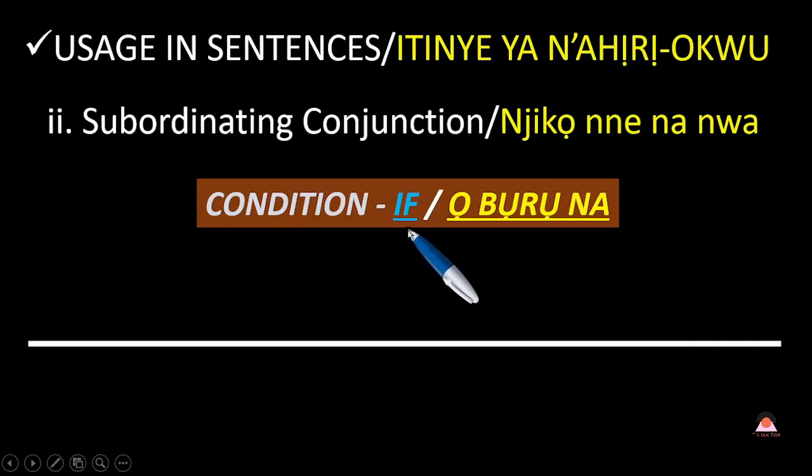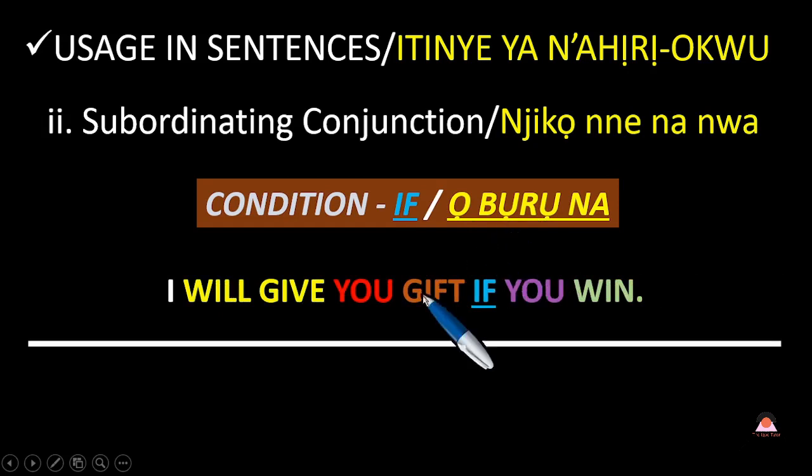Move on to another class, and this class is the class of condition. Conjunction is if, and the Igbo version is oborona. Sometimes we use only oboro. Okay. We'll move to an example. I will give you gifts if you win.